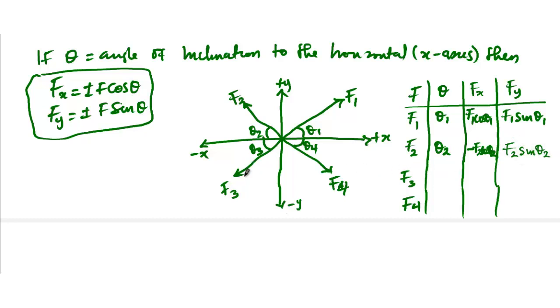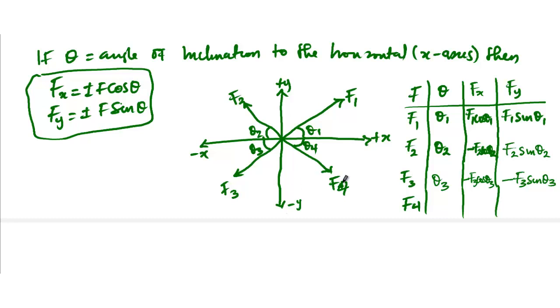Then if you look at F3, it has component on negative x and negative y. So the angle of inclination to the horizontal is theta 3. So this one will now be minus F3 cos theta 3. Then this one will now be minus F3 sine theta 3.